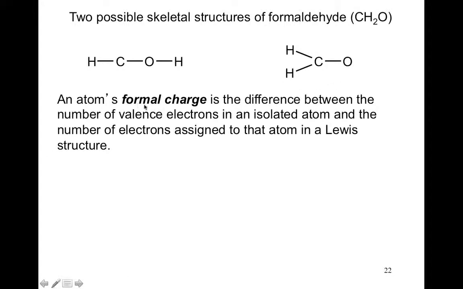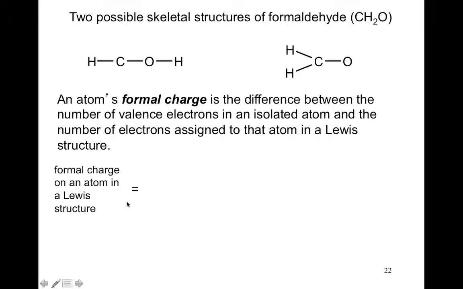So 2 possible structures for formaldehyde. What if we get something where there's 2 ways to draw it? And we can really satisfy our octets with both structures. How do we know what's right? Well, we can look at what's called a formal charge, and it's the difference between the number of valence electrons in an isolated atom and the number of electrons assigned to the atom in a Lewis structure.